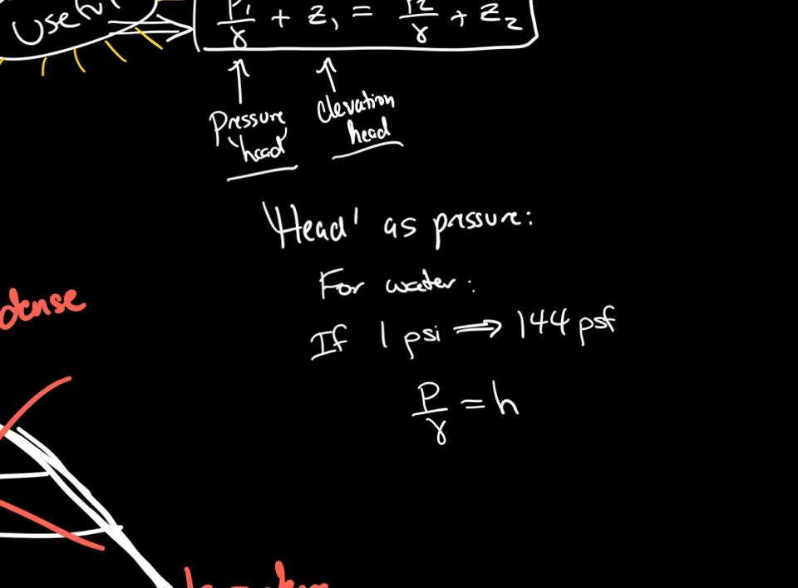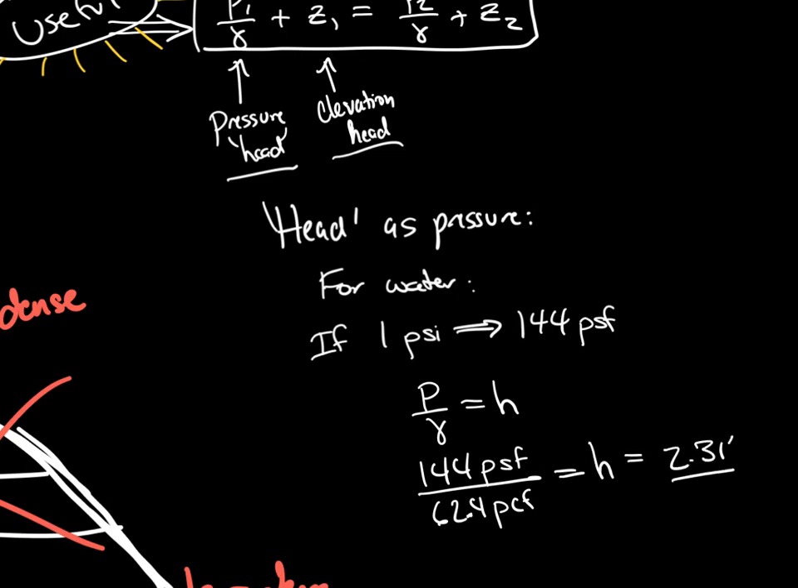So let's suppose I've got 144 psf. I'm going to divide that by the gamma of water, which is 62.4 pounds per cubic foot. You should learn that number. It's going to come up, it's going to come in handy. And that equals H, which in this case equals 2.31 feet. So 2.31 feet of water will have 1 psi at its base, if we're working in gauge. So that's pretty cool.